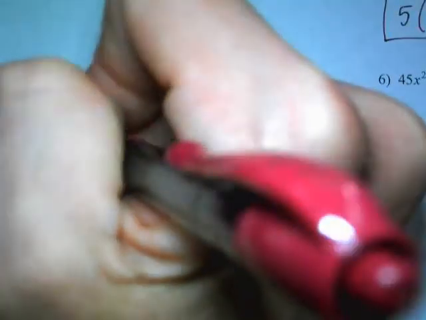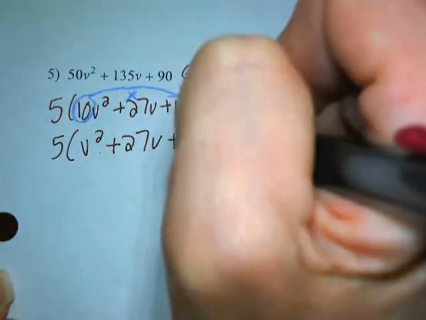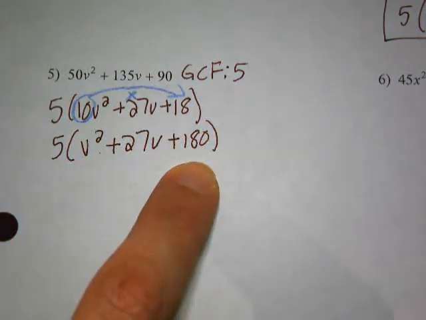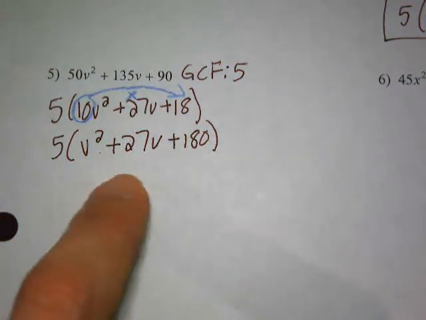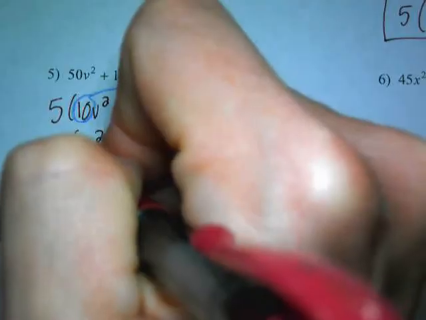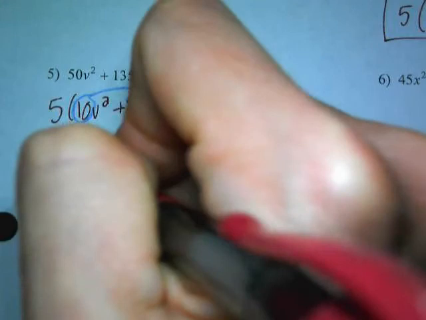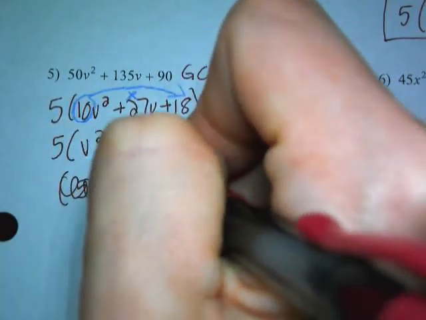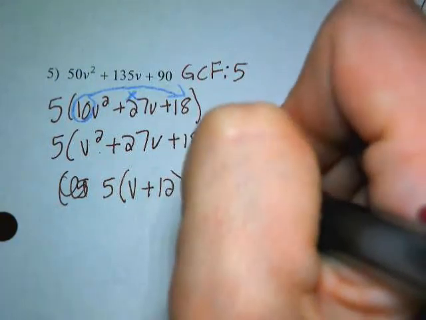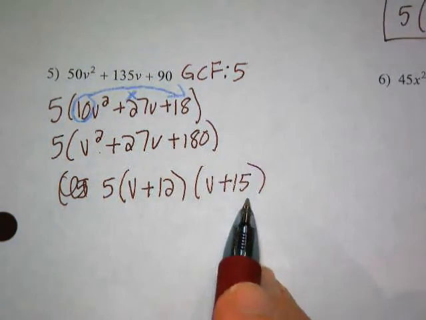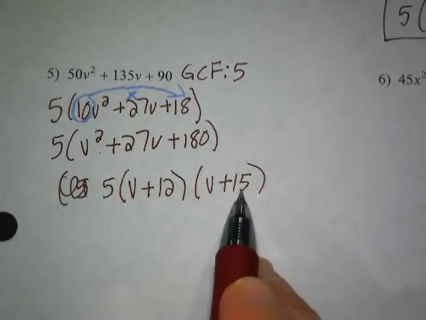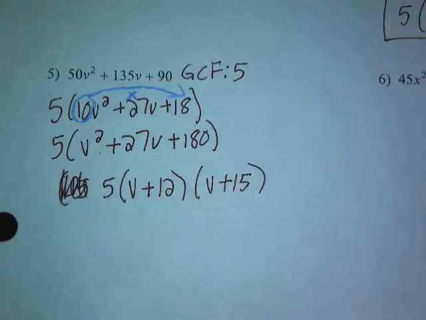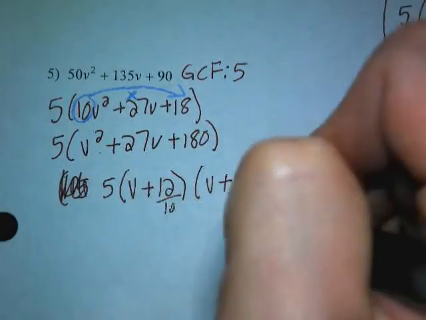We need to slide and multiply. 5 times v squared plus 27v plus 180. So again, factors of 180 that add to 27. These are both pluses. 5 times v plus 12 and v plus 15. So 12 times 15 is 180, and 12 plus 15 is 27. And then we're just going to divide by the 10 that we multiplied by.